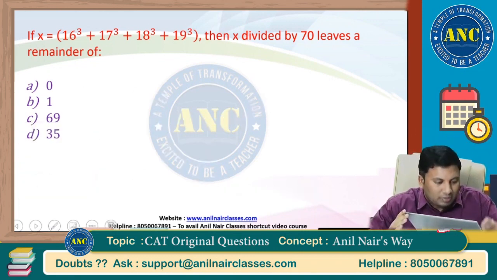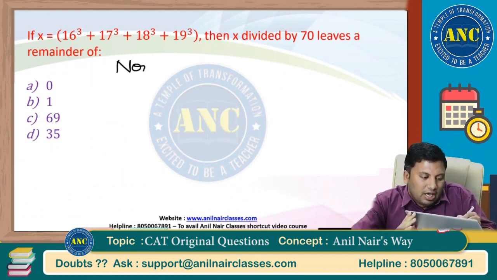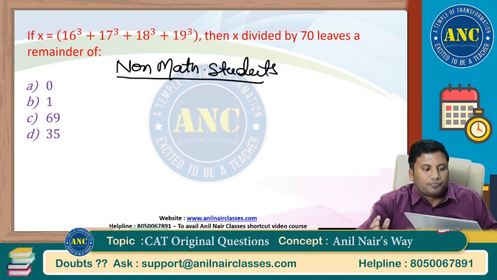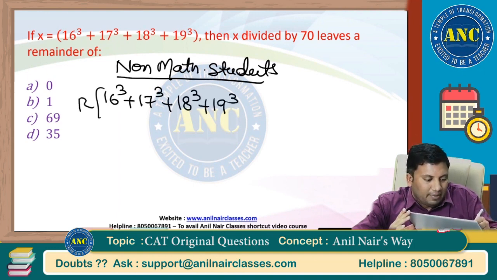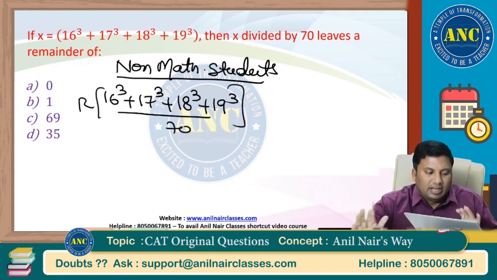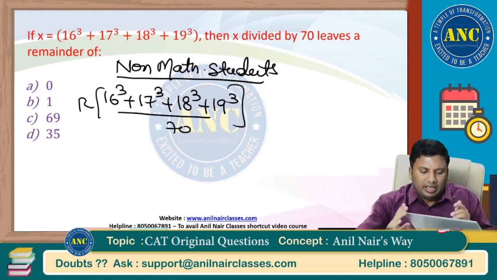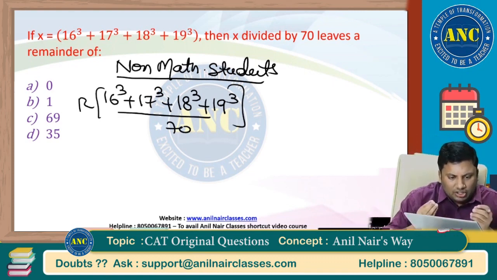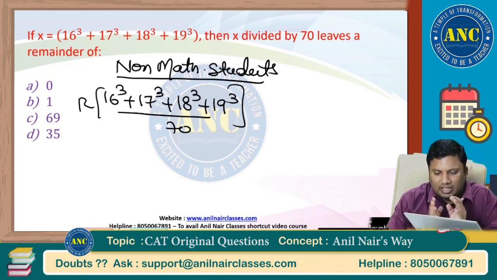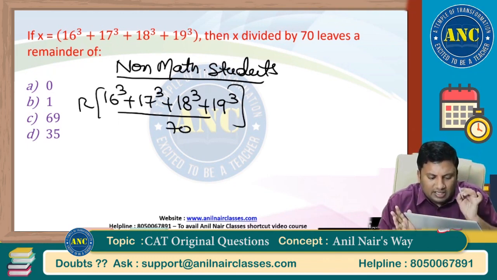Method 2. Assume that a student is a non-math student, a student who does not like formulas and cannot remember formulas, like me. Now see here: 16 power 3, 17 power 3, 18 power 3, 19 power 3. When it is divided by 70, what is the remainder? First of all, he does not know any of the logic. He just read the question.